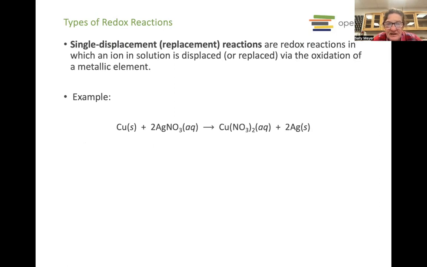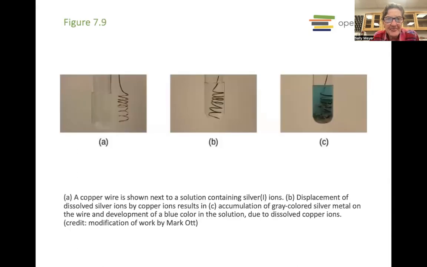Here's another type of redox reaction, and I'm not going to ask you to understand the single displacement replacement, but all it's really showing you is that the copper replaces the silver with the nitrate, and that the silver goes on to become a neutral metal in this particular reaction. And this is one that I'll do in class for you. That is a picture of the reaction as I will do it in class, exactly the same.